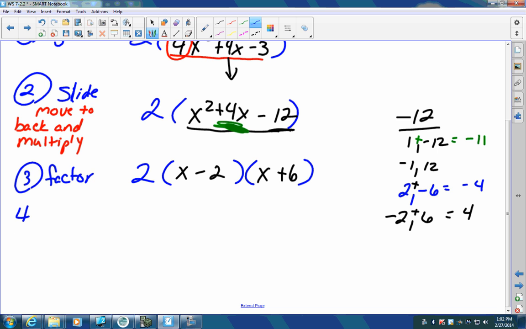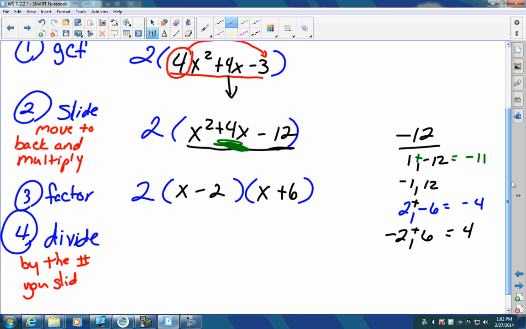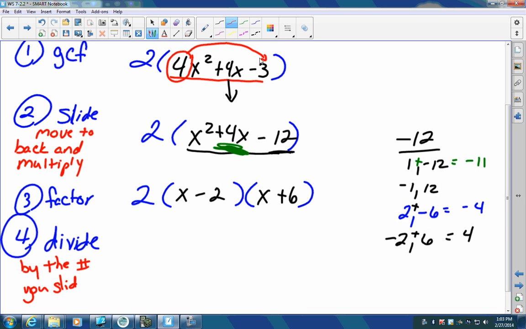The very last step is divide. You divide by the number you slid. What number did we slide? We slid a 4, right? In these parentheses, divide by 4, please. All right. What this means now, we're going to have 2.